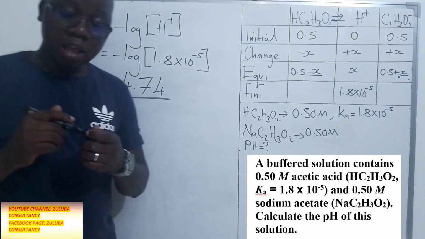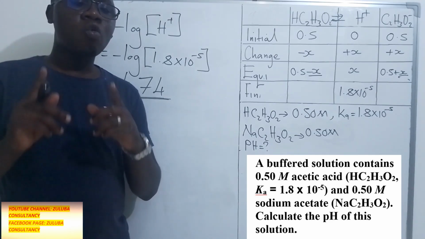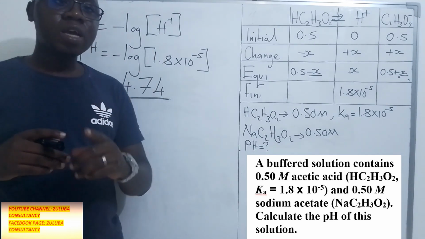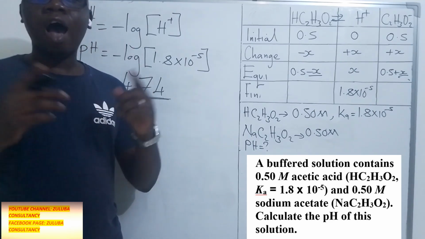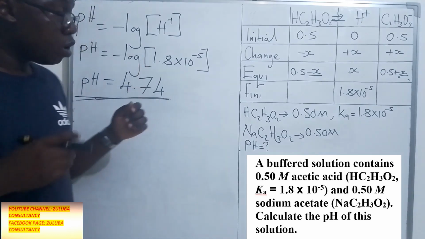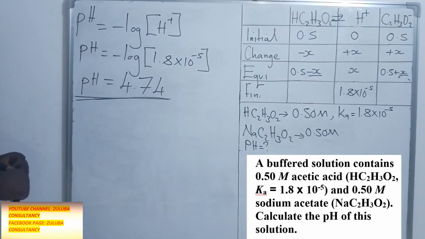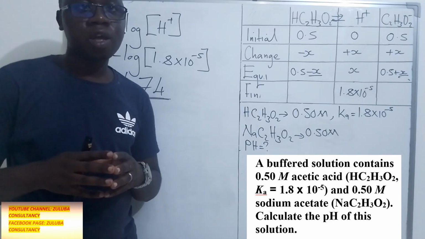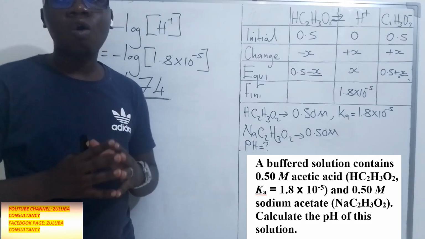But if the Ka is large, then you need to go with the quadratic equation way, where you will come up with two values of X and pick which one is suitable for your question. After you find the value of X, you link that value of X with this equation, which is pH is equal to negative log of the concentration of the hydrogen ions in that solution. If you do so, then you have managed to calculate the pH of a buffer solution.